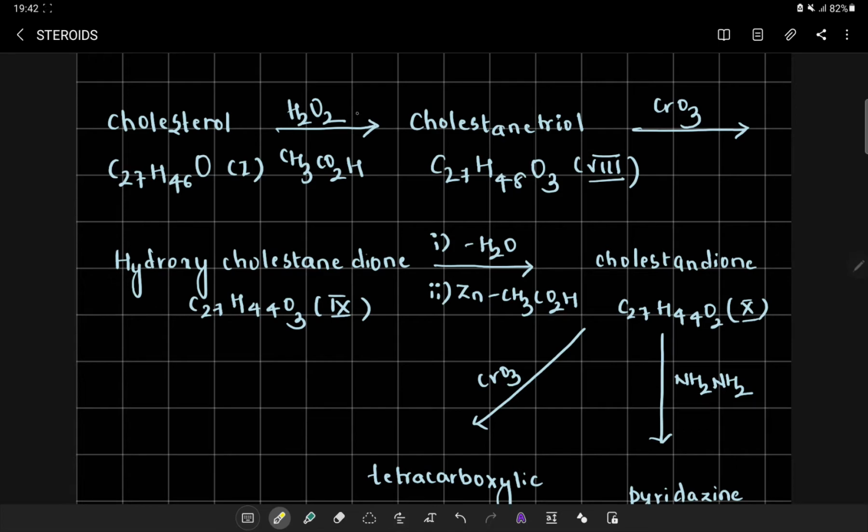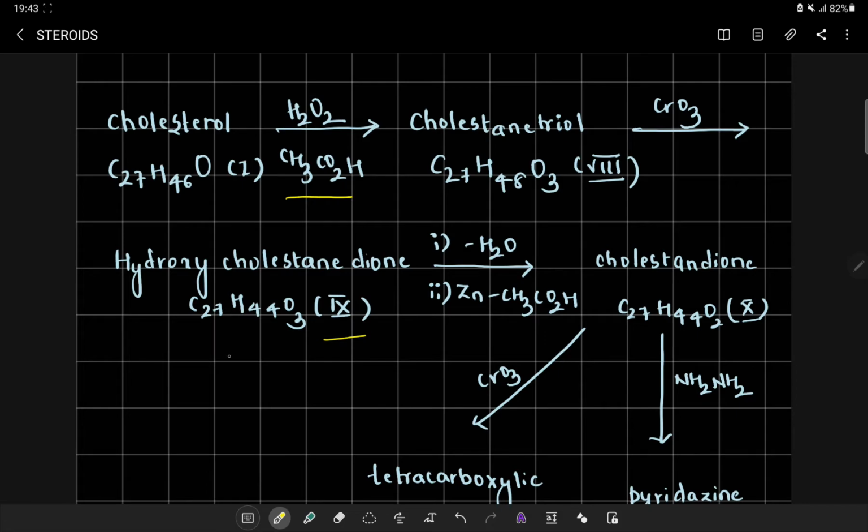Cholesterol, upon reaction with hydrogen peroxide in the presence of acetic acid, gives cholestane triol with the molecular formula C27H48O3, Roman numeral 8. This cholestane triol, when it reacts with chromium oxide, is going to give hydroxycholestane dione with the molecular formula C27H44O3, Roman numeral 9.